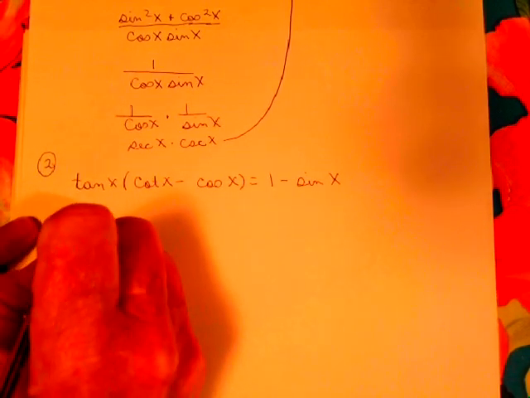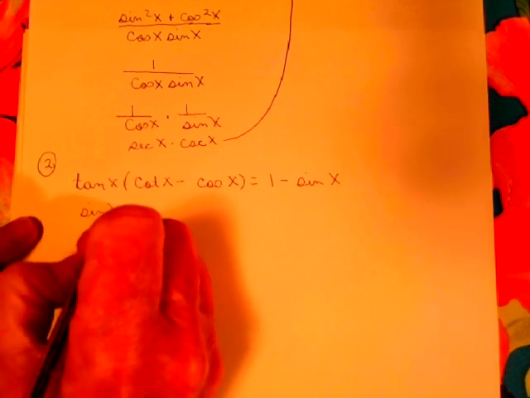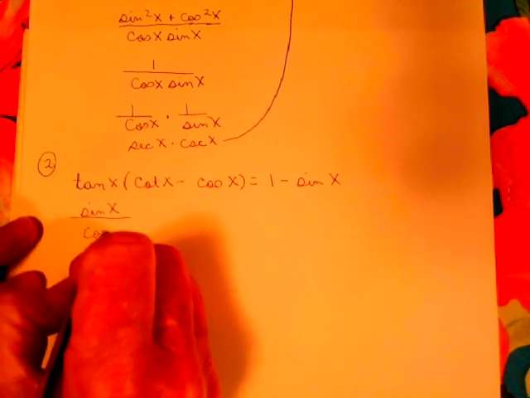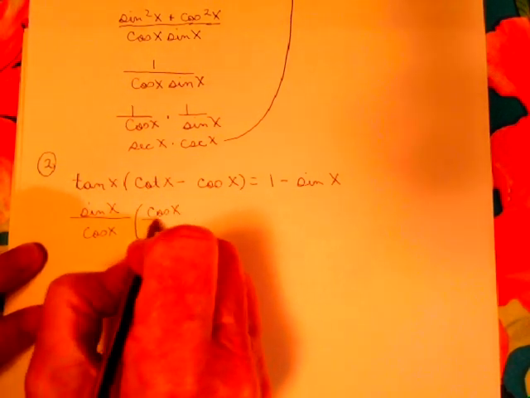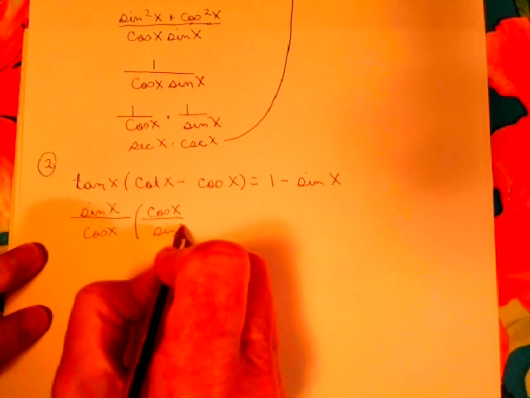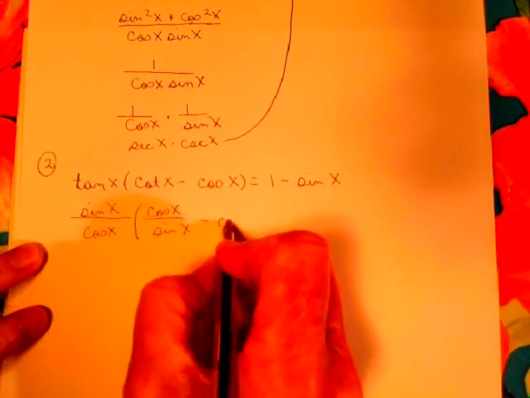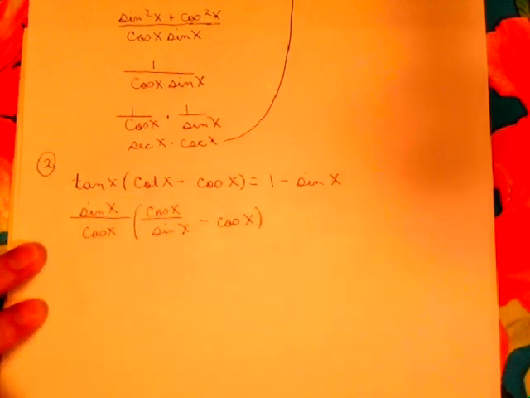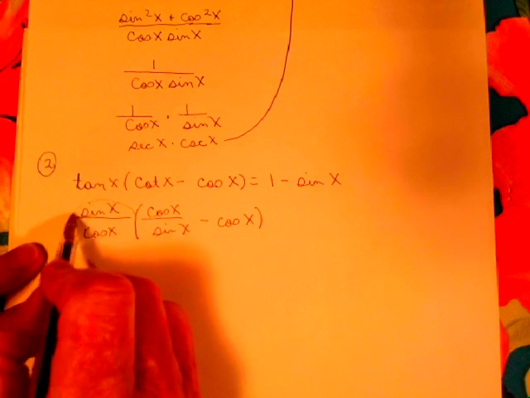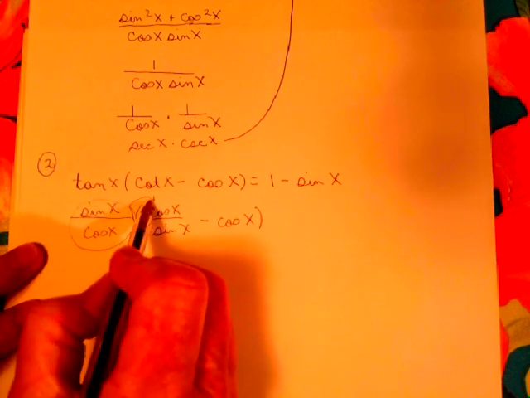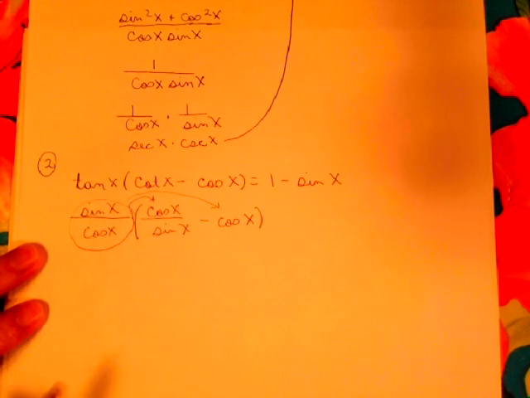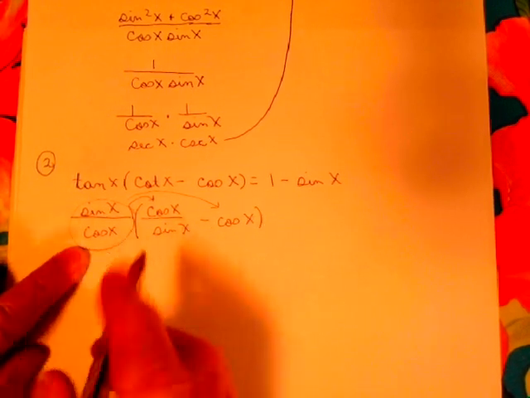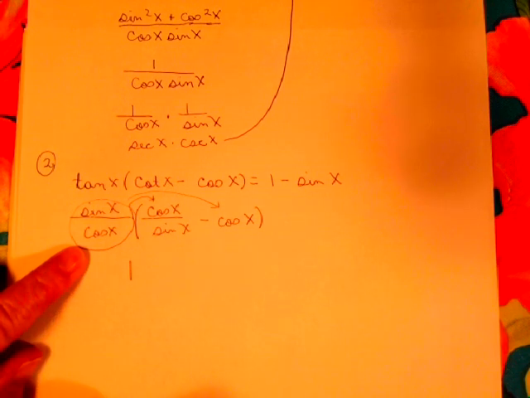So here we go. We know tangent is sine of x over cosine of x. We know cotangent is cosine of x over sine of x, minus cosine of x. Now distribute. Multiply this term by both of these terms inside of the parentheses. When you multiply these first two together, you're going to come out with 1 because everything cancels.